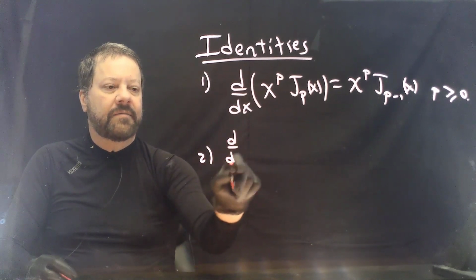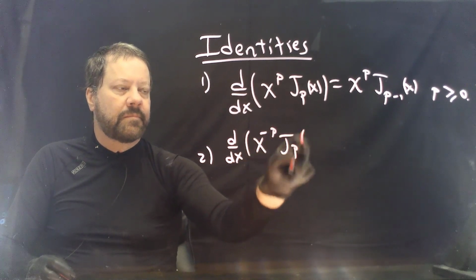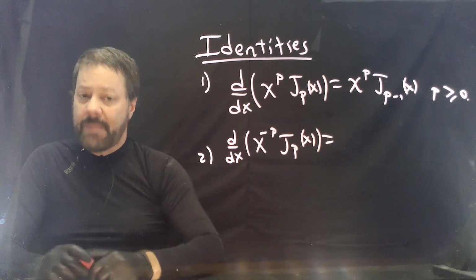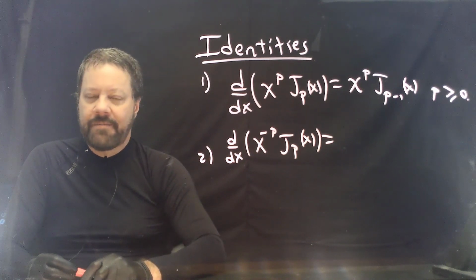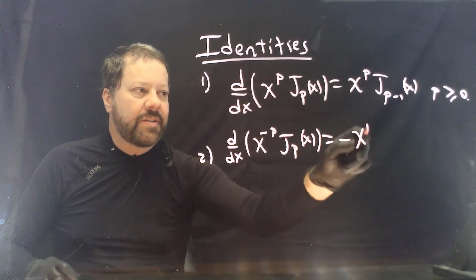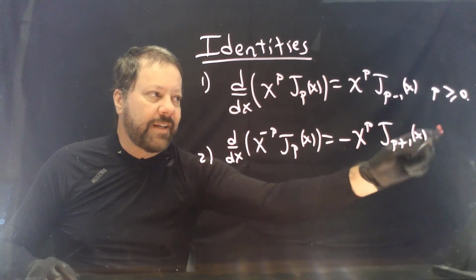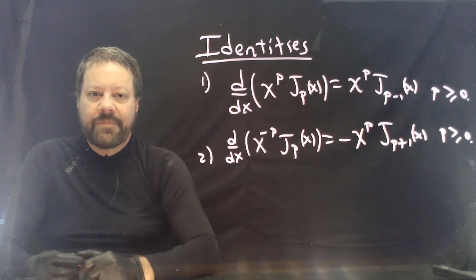Similarly, what happens if it's x to the minus p that you're taking the derivative of, times the Bessel's J function? In this case, you get minus x to the minus p times J_{p+1} of x, again for p greater than 0.